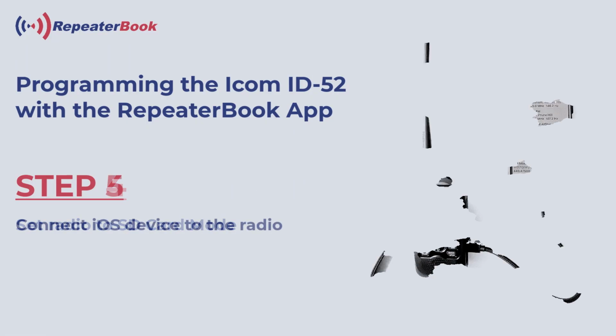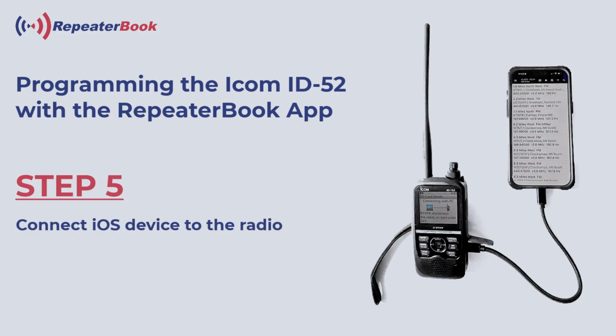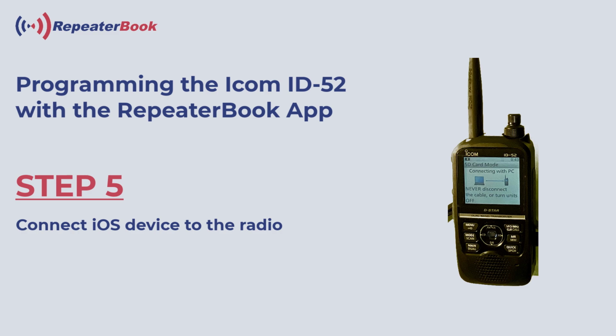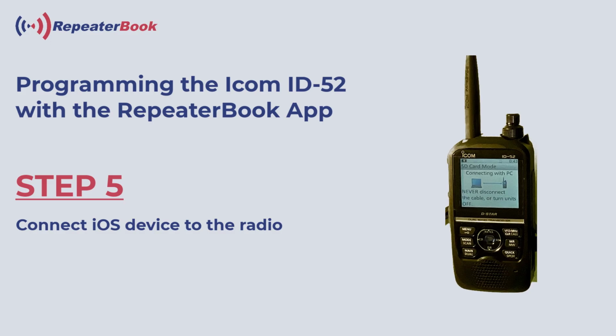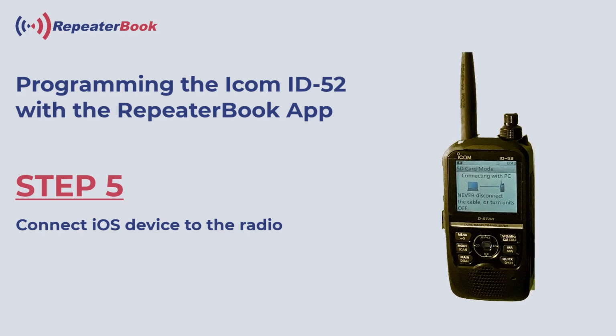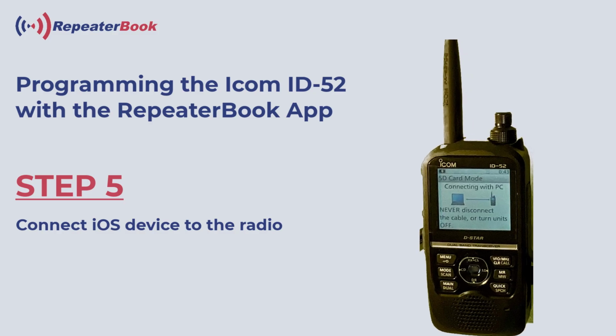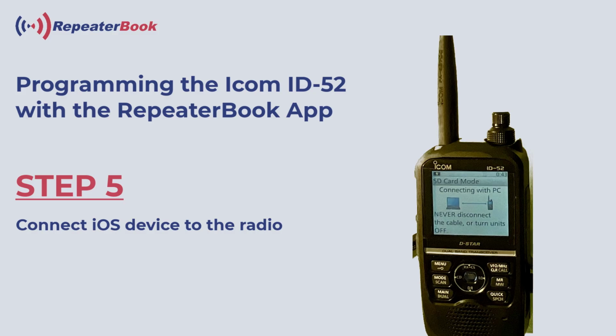Step 5. Connect the radio to your iPhone or iPad using the appropriate data cable or adapter. The radio will display a confirmation message explaining that its transceiver functions will stop while it is connected as a storage device. Select Yes. The radio will then display Connecting with PC. Although the message says PC, this is the expected screen when the radio is connected to an iPhone or iPad. It means the radio is presenting its microSD card as an external storage device.